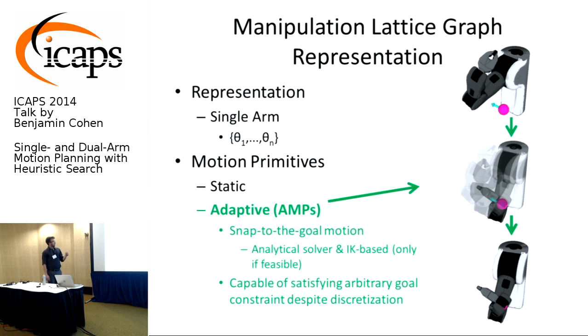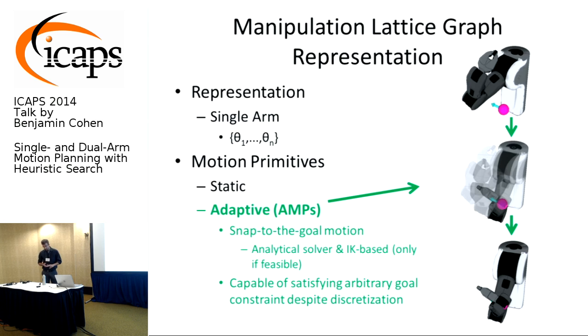This snap-to-goal motion, the adaptive motion primitive, we only do when we're close to the goal. This provides us with 2 benefits. The first is that, when we're close to the goal, instead of searching around for a path to that goal state, we can just use an analytical solver to generate that path as one single motion and add that edge to the graph.